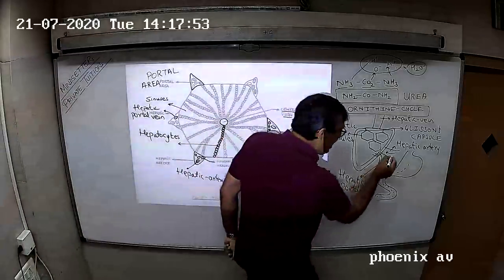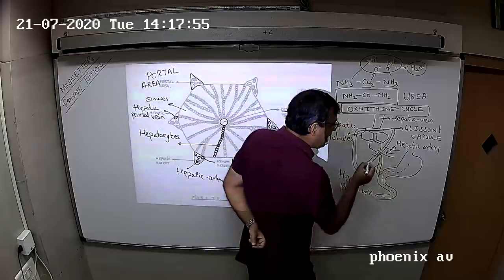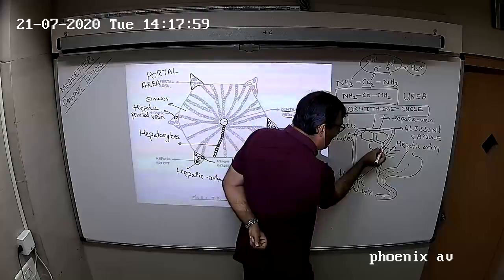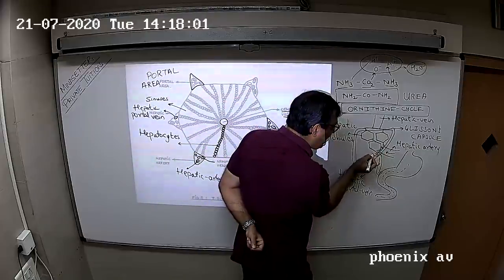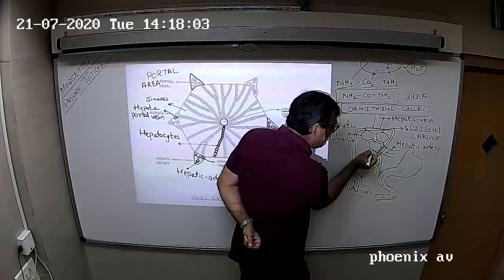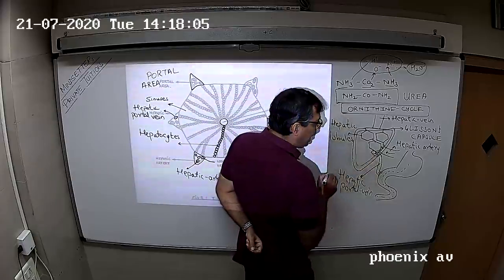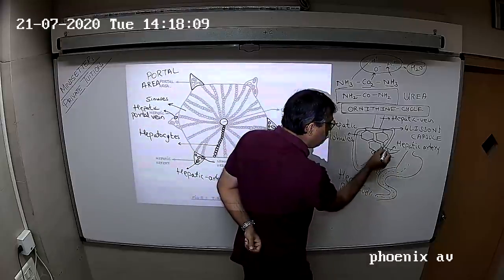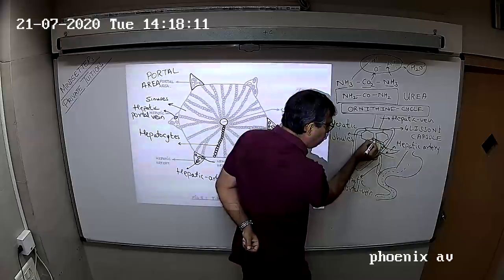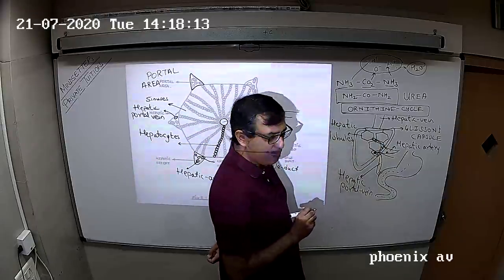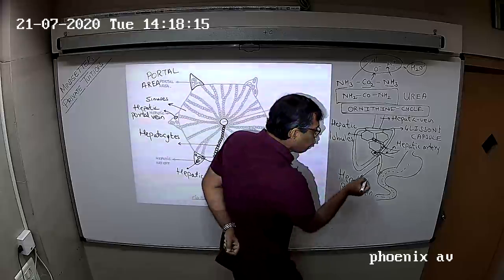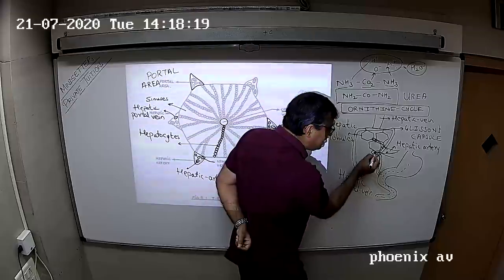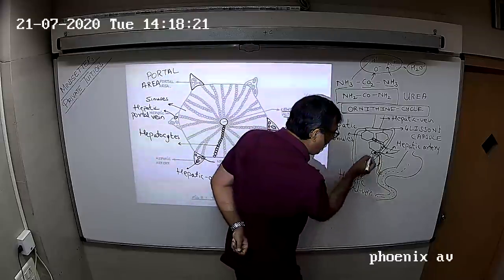The hepatic artery comes inside the liver. The hepatic artery forms branches, and each branch of the hepatic artery enters into a portal area. So, one branch of the hepatic artery comes into the portal area. Also, the hepatic portal vein enters the liver and forms branches.